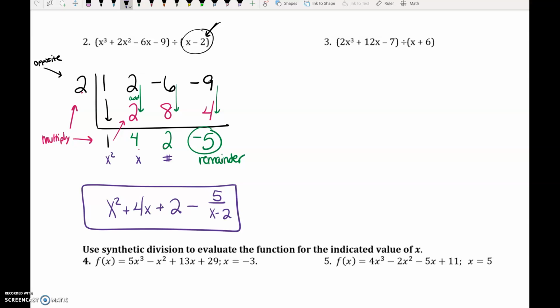The next one does have a missing term. There's a 0x squared. So we have 2x cubed, 0x squared, 12x, and negative 7. We're dividing by x plus 6, so we put a negative 6 out front. I want you to pause the video and try this one on your own. If you do start getting big numbers, don't worry. Sometimes with synthetic division, you get big numbers.